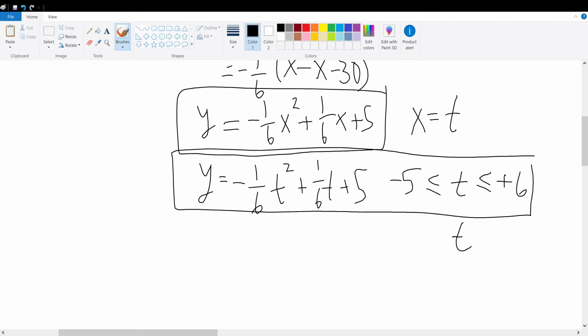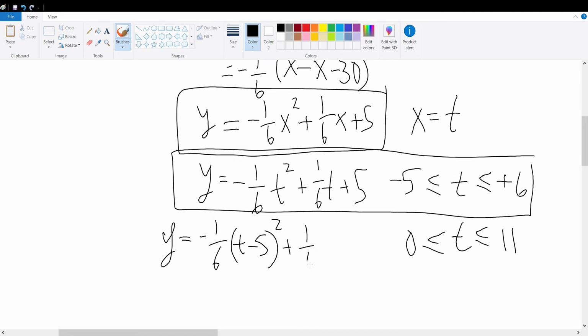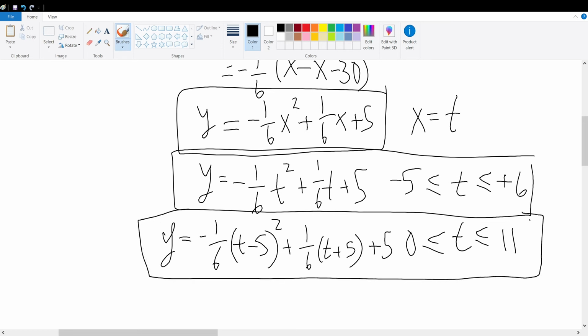Therefore, we must change this parameterized range to be between 0 and 11, meaning that the time will start at 0 and end at 11 seconds. In other words, it will start at the terrorist point, travel for 11 seconds to reach the airport point at (6,0). So we have to rewrite this as -1/6 multiplied by (t minus 5) squared plus 1/6 (t minus 5) plus 5. And this parameterized equation will give us the missile that will travel 11 seconds from point (-5,0) to (6,0) and potentially destroy the airport.